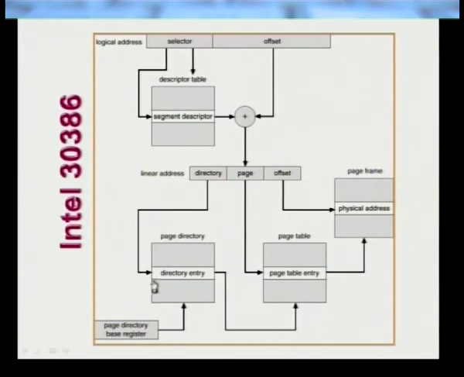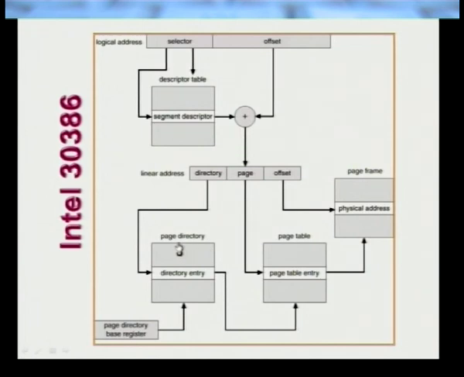The register which houses the base address of the page directory is called the page directory base register. This register is loaded with the base address, and therefore the page directory is loaded inside the memory.